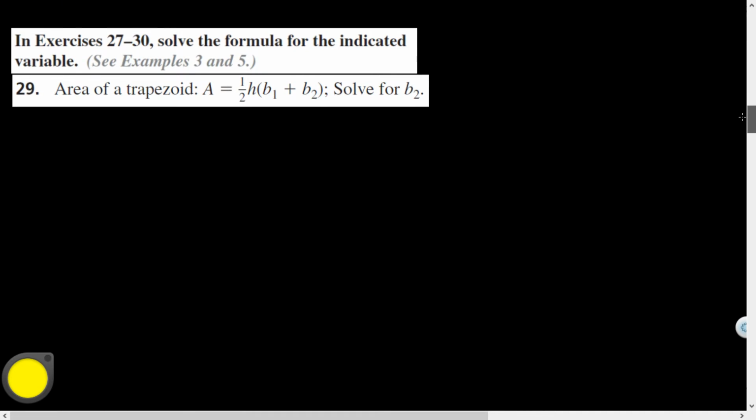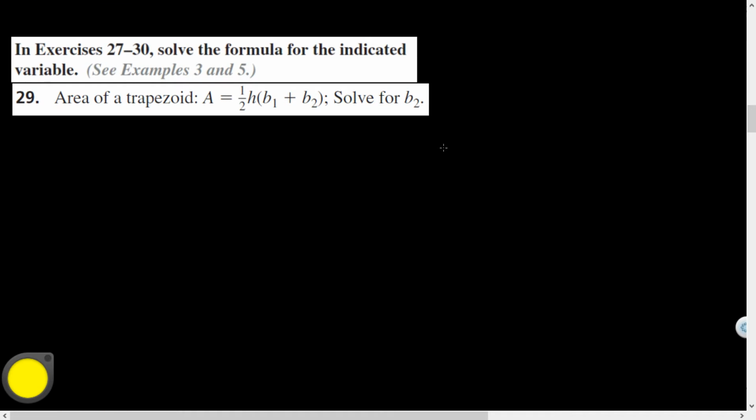Let's see. I wanted to do 29. This is such a classic problem. This is the area of a trapezoid.